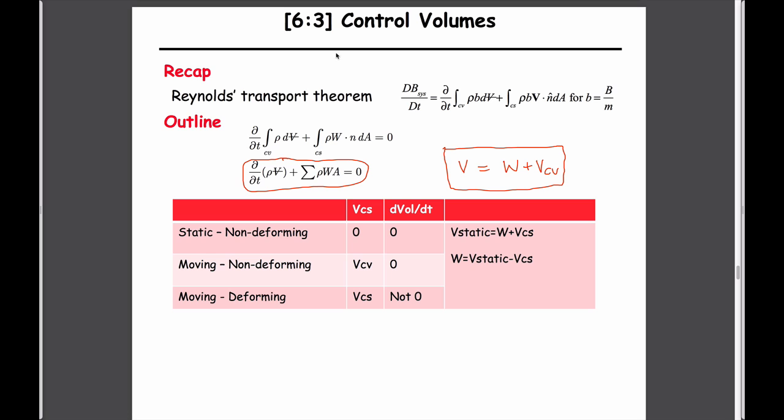You certainly do need V1A1 equal to V2A2, which we talked about in the context of Bernoulli.